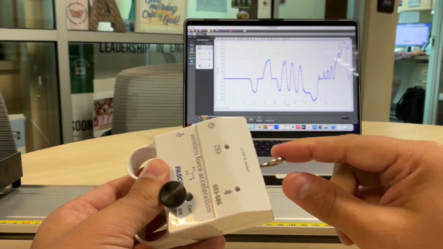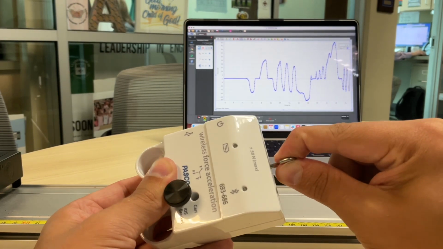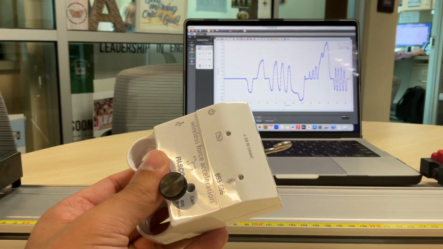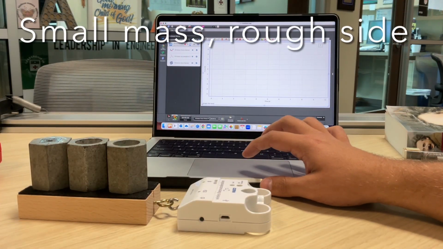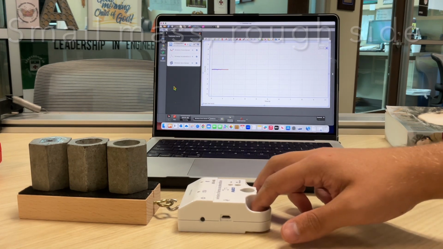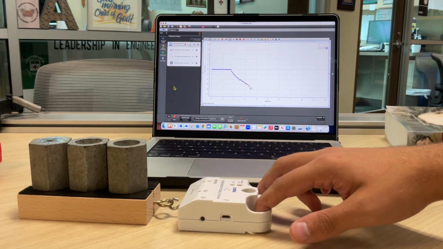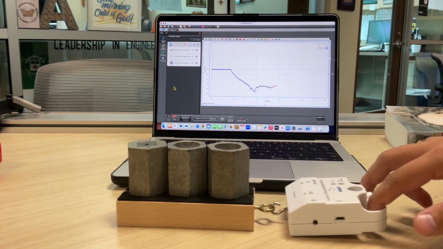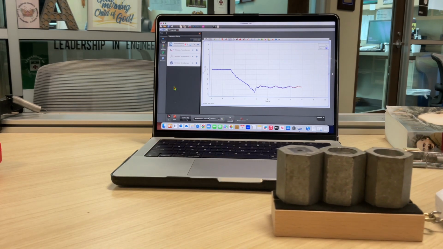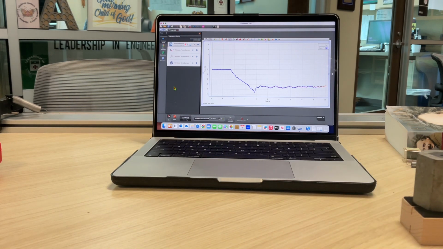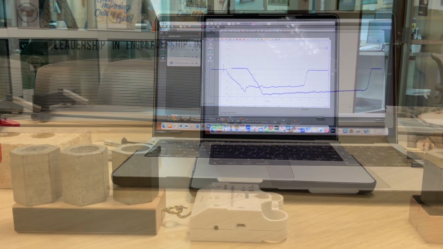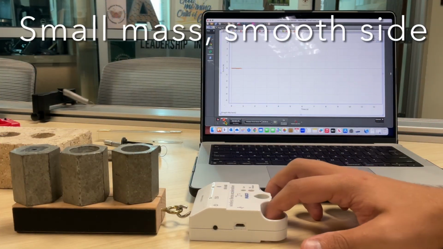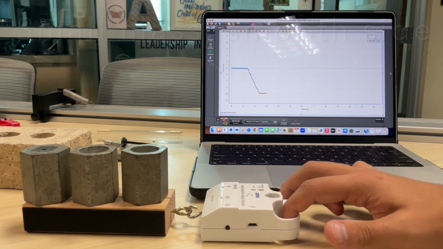That could be static friction or kinetic friction. We're also going to see the transition between the two, which would be really cool. So here we have the small amount of mass and the rough side of the block. So you see that static frictional force growing, and then, once we start moving, we're engaging kinetic friction, which remains roughly constant. Interesting. And next up we have the small amount of mass and the smooth side.